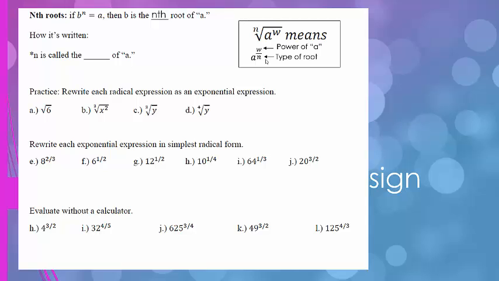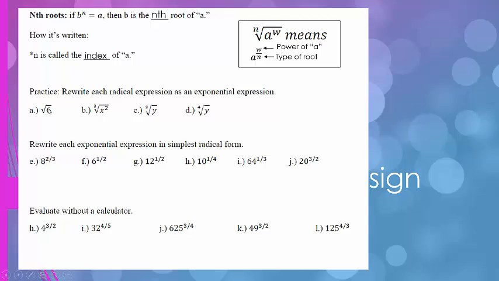Now there is a special name for types of roots. It's called the index. So if you have a cubed root, the index is 3. A square root, the index is 2. A quartic root, the index is 4. So whatever little number is out here, that's called the index.